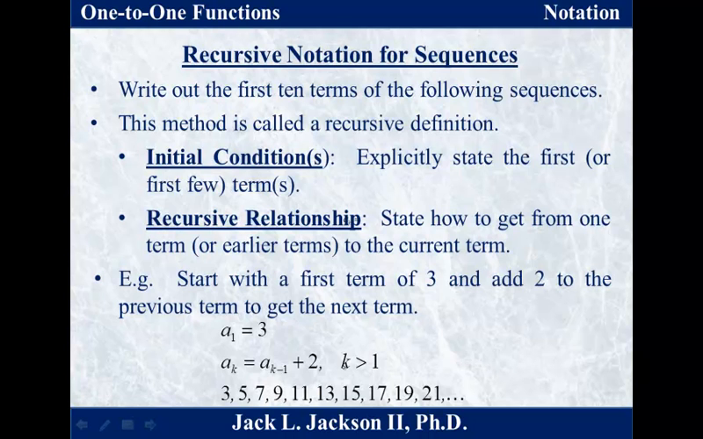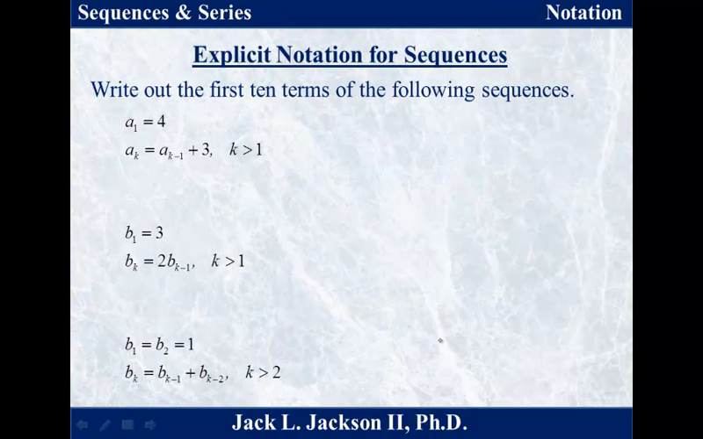And of course this works for any k bigger than 1. So there's not technically an a sub 0 term. So this formula doesn't make sense when k is 1, so that's why we have to specify where we start. We could get the same kind of pattern, but started at a different point by changing this initial condition. So that's a recursive notation.